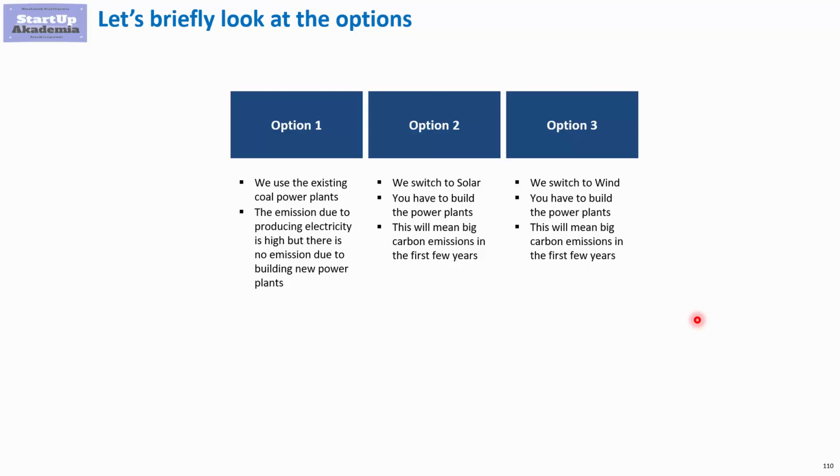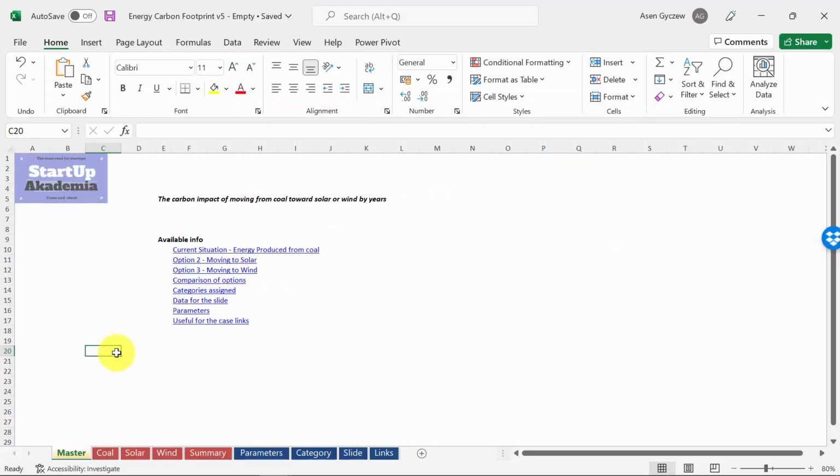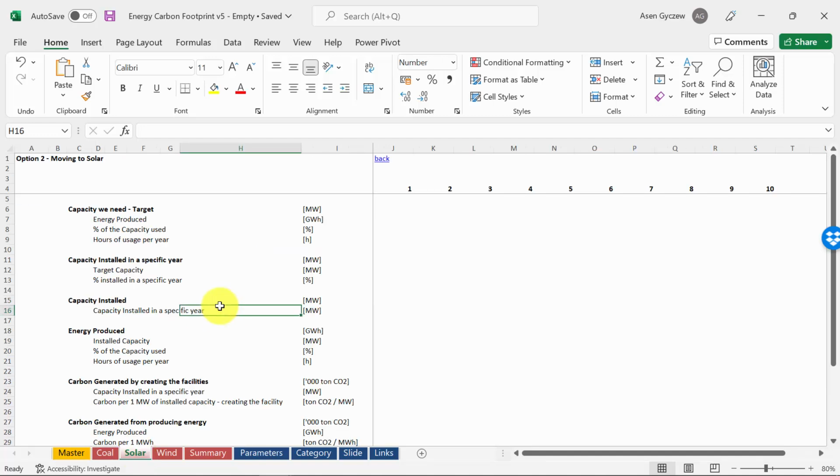Let's move to Excel and see what kind of data we've got for this case study. So let's have a look at the data. Please open file attached to the lecture, which is called Energy Carbon Footprint version 5 empty. As always, in the master sheet, we have a table of content. Every option has a separate sheet. Let's go to the sheet solar, where I will explain you what you have to do.